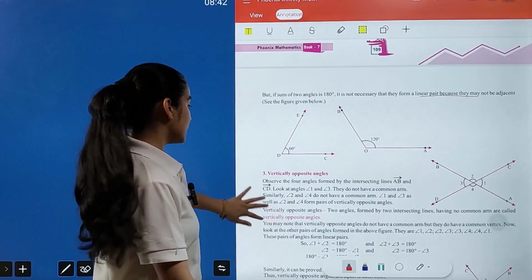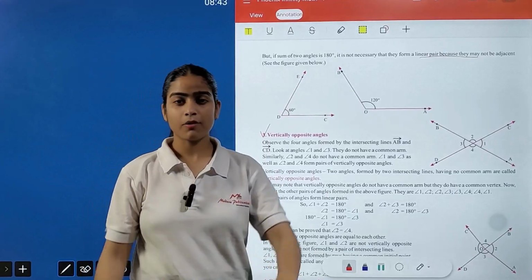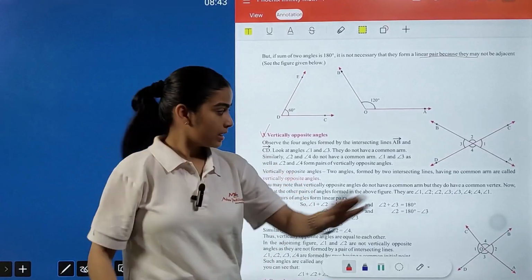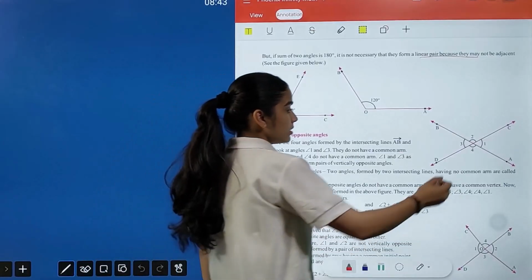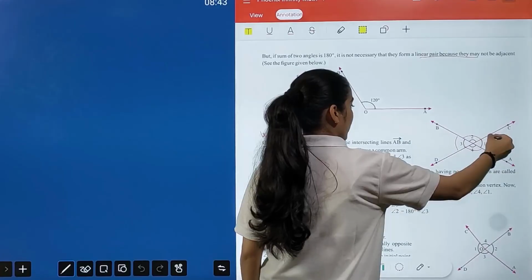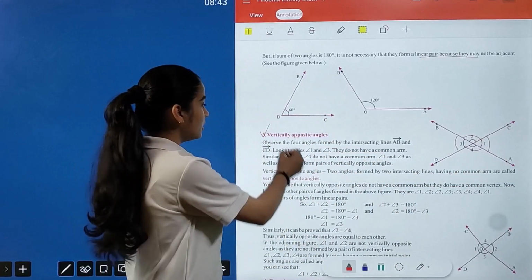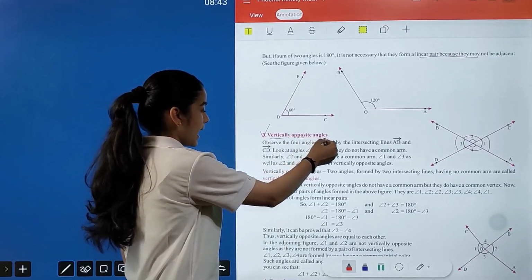Next we have vertical opposite angles. In vertical opposite angles, first of all you have to make a cross like this. This is your cross. Now the angles which are opposite to each other, like angle 2 and angle 4, angle 3 and angle 1, are equal to each other. That is why they are called vertical opposite angles.